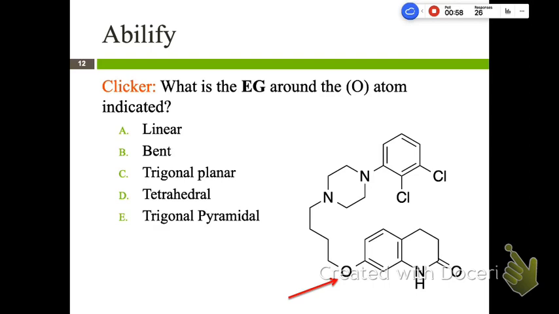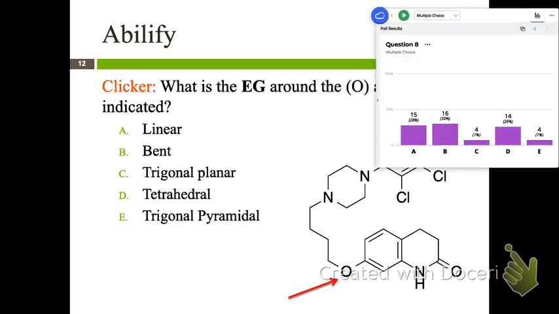All right, 10 more seconds. Closing out. Make a decision. Closed. Our answers are all over the place.